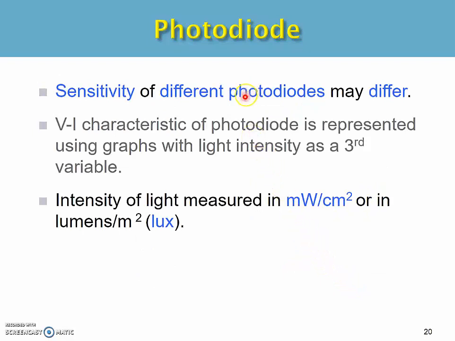Different photodiodes have different sensitivity. So even if the same amount of light is shining on two different photodiodes, the more sensitive photodiode can give more current. Light intensity can be measured in two ways. One is the irradiance, just talked about. Another one is in units of lux. We'll talk about it in the next slide.